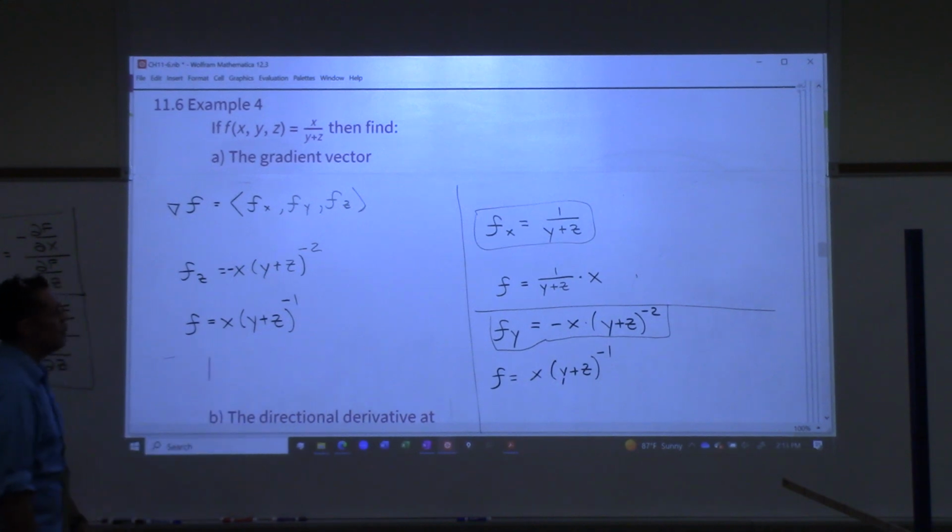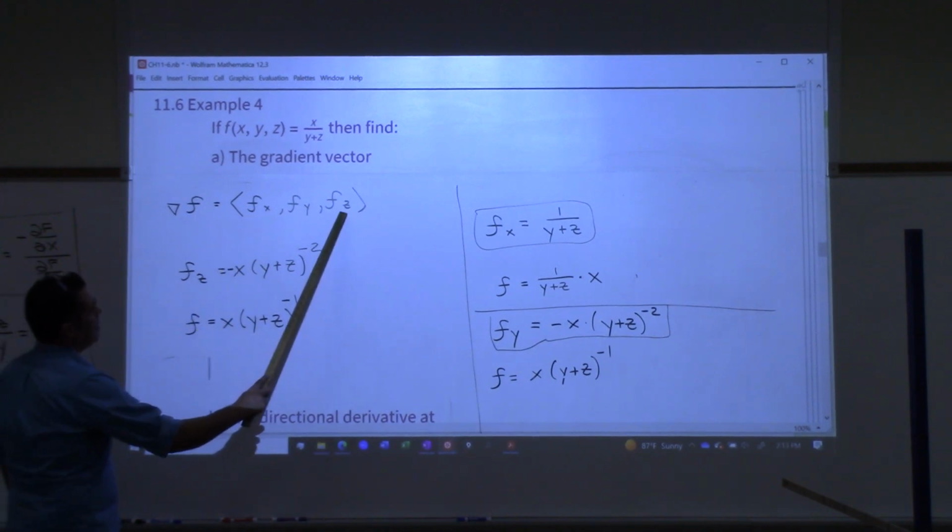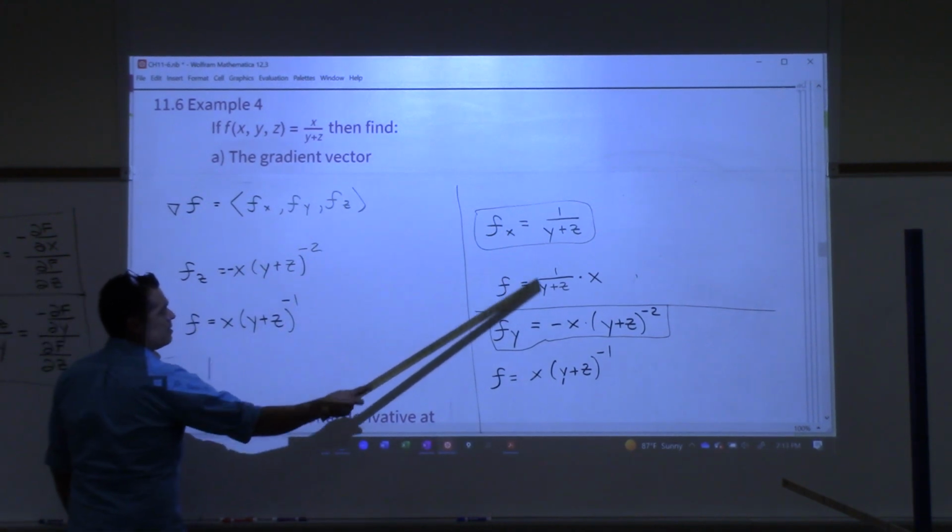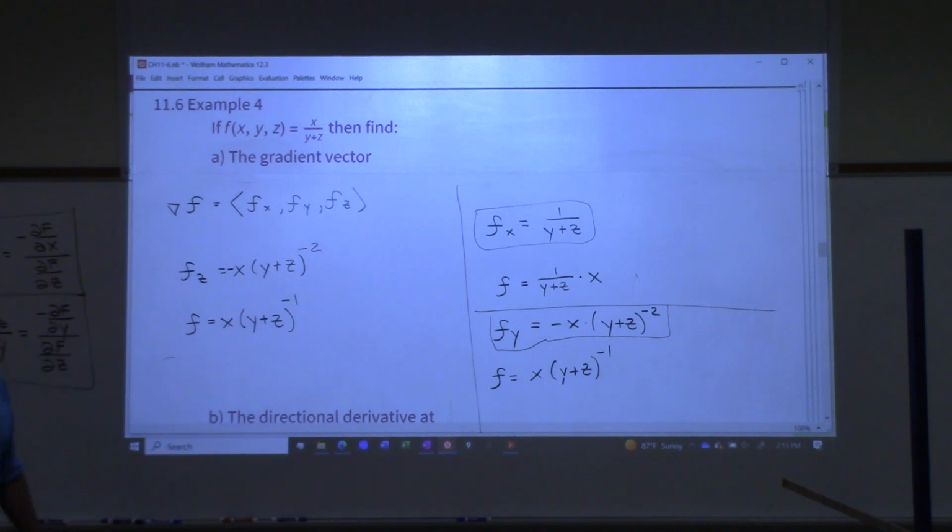They're exactly the same. So the answer to this first part of this question is a vector that has as its components this, this, and this. Okay, just put those in angle brackets and you've got your answer.